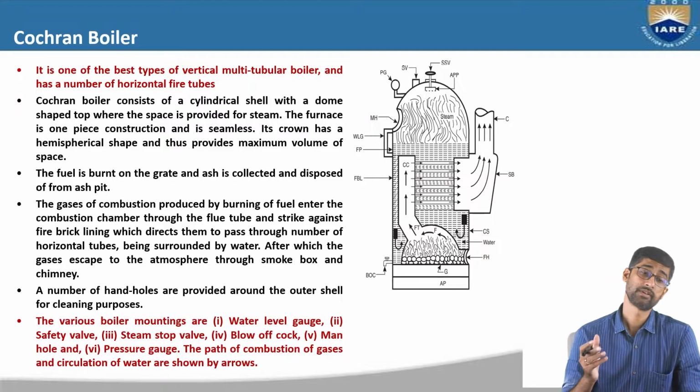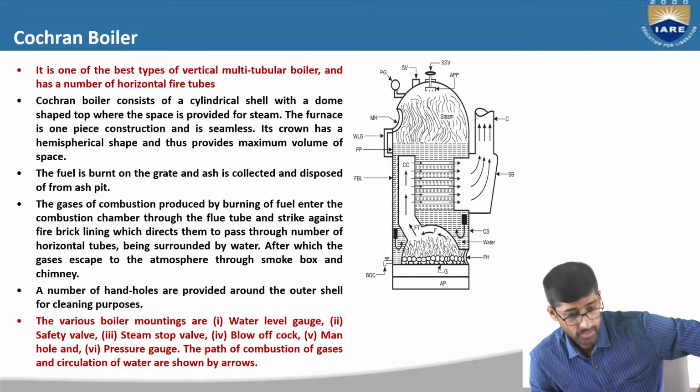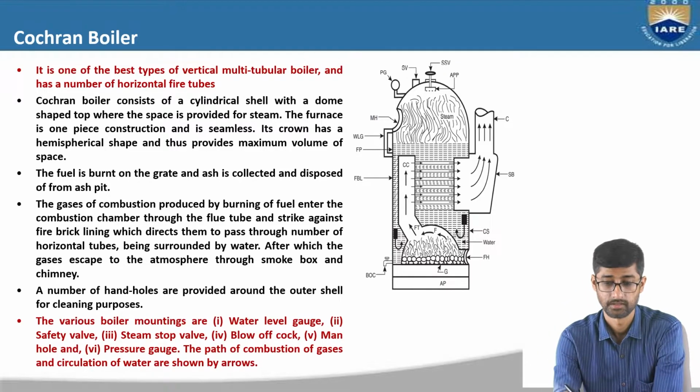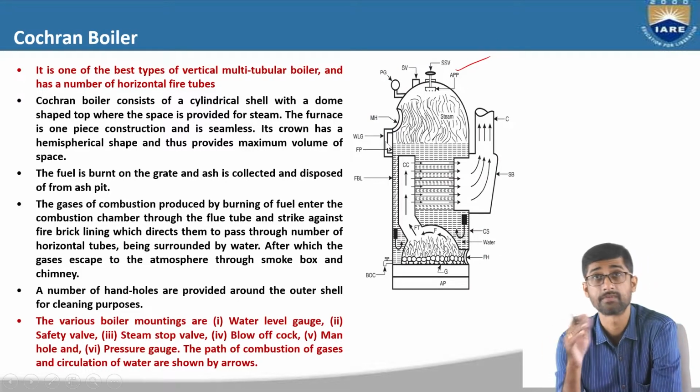Another type of fire tube boiler is called the Cochran boiler. So what is a Cochran boiler? If you see, these are all called mountings. The steam stop valve, I have already told you in the previous sections.